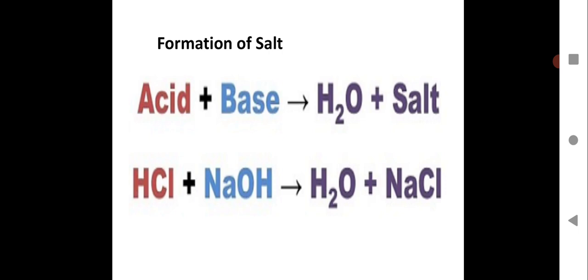Please do write this also in your notebook. Acid plus base gives water plus salt, H2O plus salt. An example below: HCl plus NaOH gives you H2O plus NaCl. So here you will see water will be formed and sodium chloride, a neutral salt, will be formed. This is due to neutralization between hydrochloric acid and sodium hydroxide.